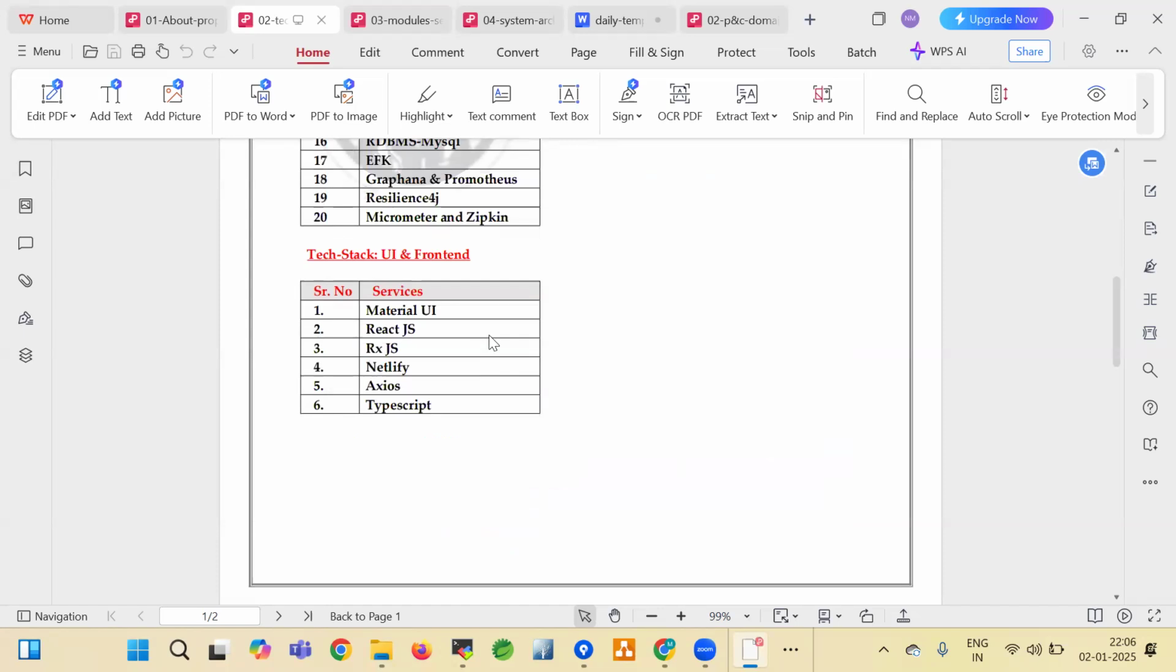Coming to the UI and front end, we're going to use React.js and RxJS, Netlify, Axios, TypeScript, and then Material UI. I mentioned Material UI, but I already have the template. I mean to say the templates are available in the open market. We can purchase a template and then use it. So we already have those templates, and we're going to use them to build our UI basically. I'm going to show that. And React.js is the library that we're going to use. And Netlify is the server where our complete UI will be deployed.